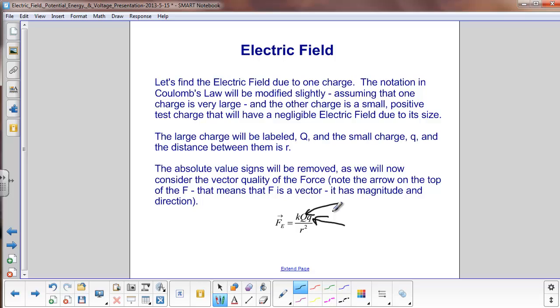And the reason will become apparent, because we don't want to worry about any electric field created by this small charge. The distance will simplify from r sub 1,2 to just r. We will take away the absolute value signs and we'll emphasize the vector nature of the force. The electric force, of course, has magnitude and direction.